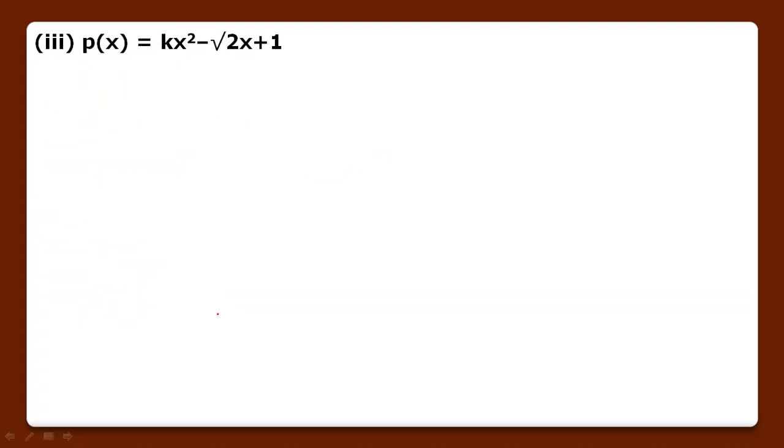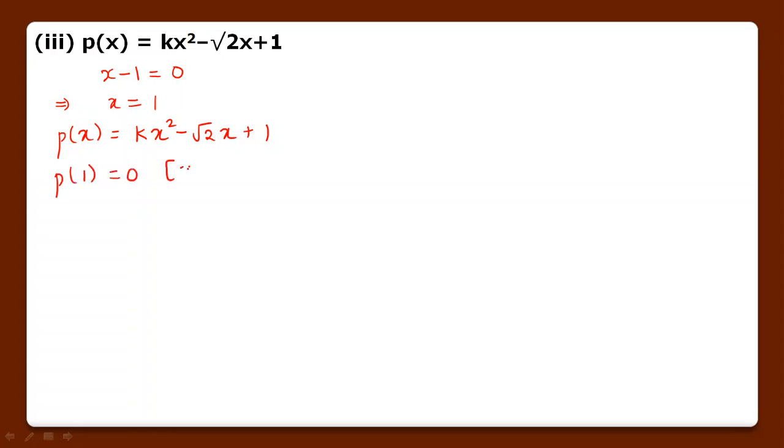We'll see next part. Px is equals to kx square minus root 2x plus 1. x minus 1 is a factor. हम उसे equals to 0, x की वैल्यू हमें 1 मिल गई. Px in this question is given kx square minus root 2x plus 1. P1 will be equals to 0 since x minus 1 is a factor of px.